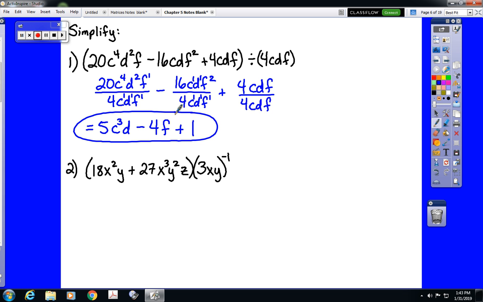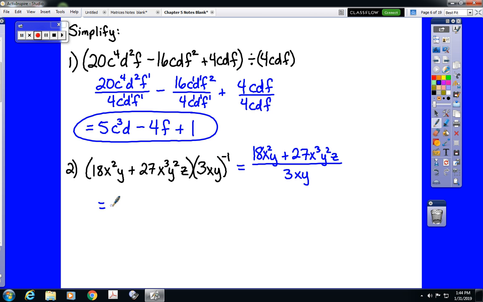Number 2, this notation always confuses kids, and I'm not really sure why. When we have a negative exponent, that means that that whole term that's being raised to the negative exponent is going to move to the bottom of the fraction. In other words, this could be written as 18x squared y plus 27x cubed y squared z over 3xy. That's what that notation is saying. That negative exponent means write it as a fraction.